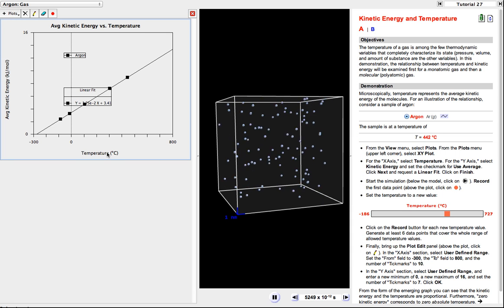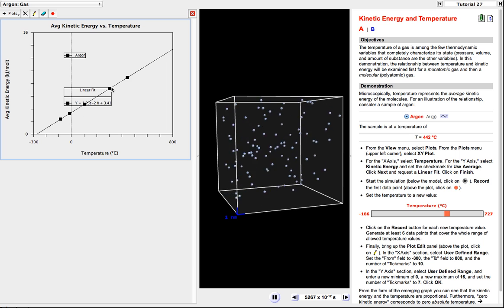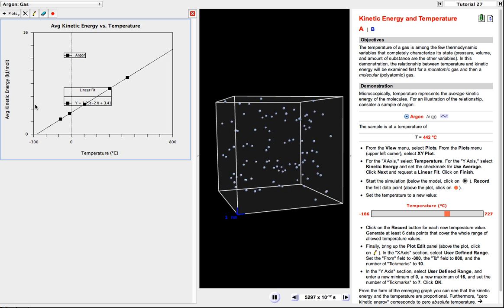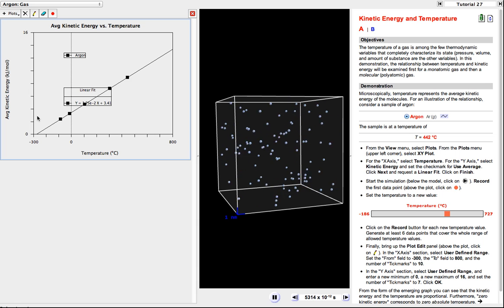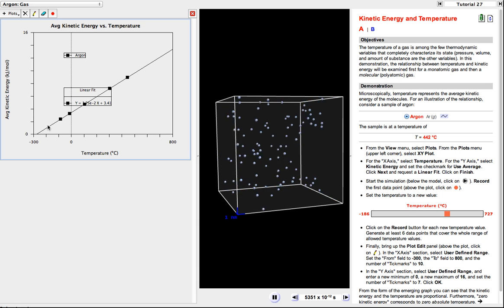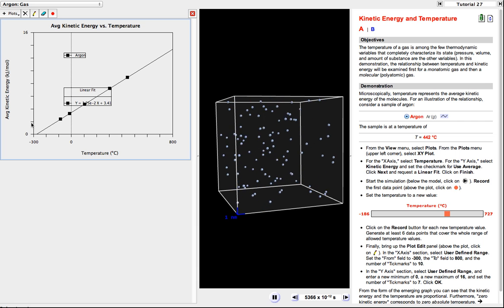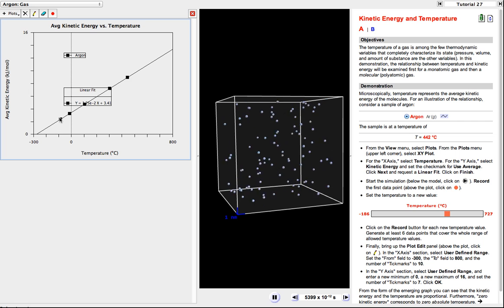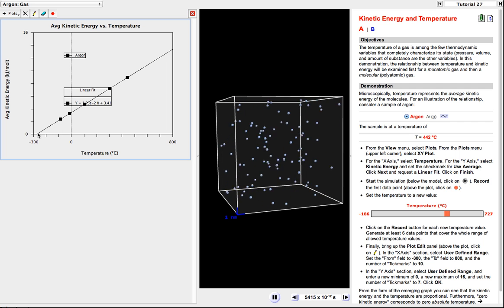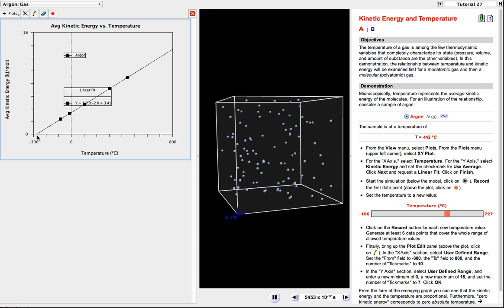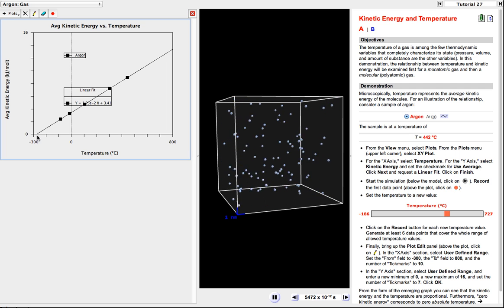Alright, so what we see when we look at the graph is clearly as we decrease the temperature, the kinetic energy also decreases. And then we can ask ourselves the question, well, at what temperature would the average kinetic energy be 0? So when we extrapolate the graph down, that number is actually minus 273 degrees Celsius.